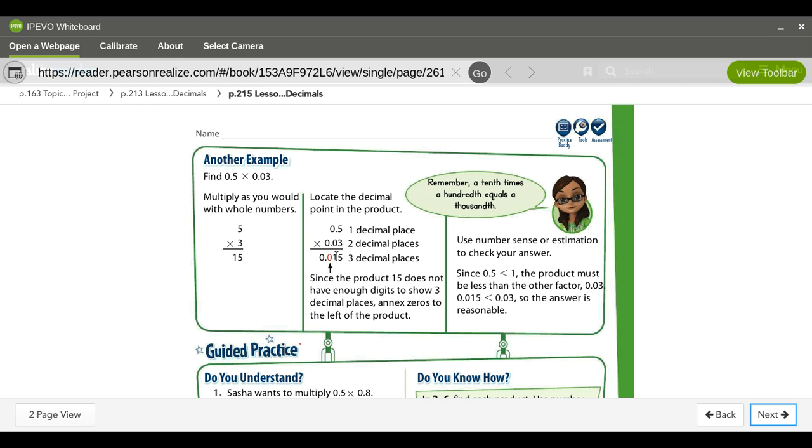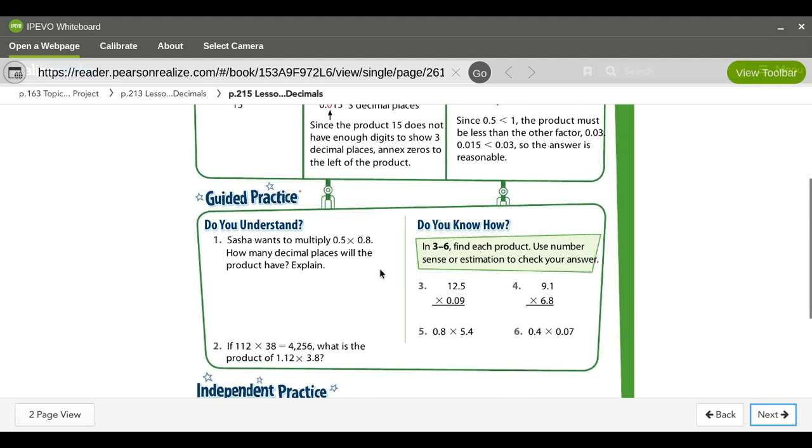3 times 5, I get 15. But here, I have one number behind the decimal. Here, I have two numbers behind the decimal. So I need to have a total of 3 numbers behind the decimal for my product. Okay, if I don't have one, you'll notice that this 0 is in red. That means I have to add a 0 in front of 15 to make it to where I had enough. Okay, so we'll take a look at this as we go through and multiply and see what it looks like.